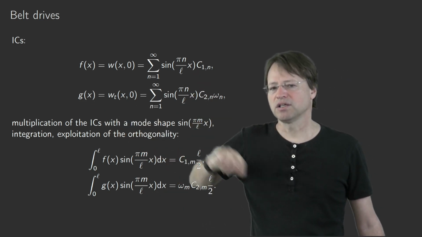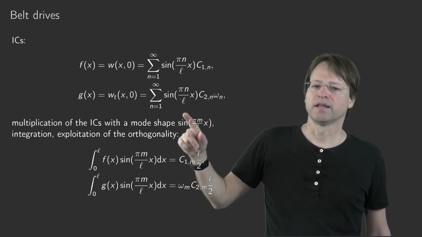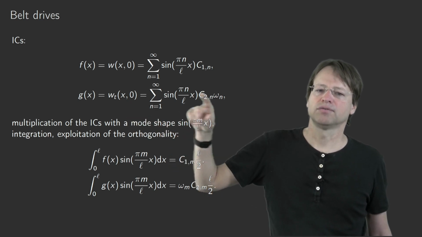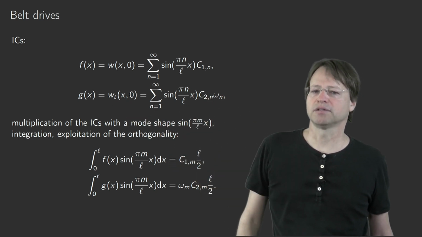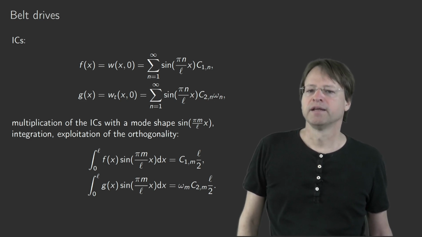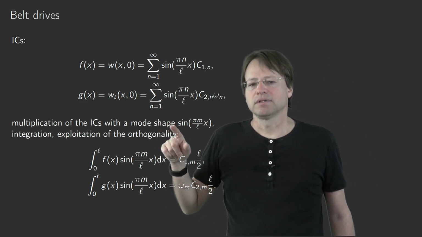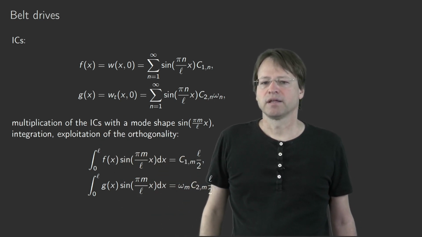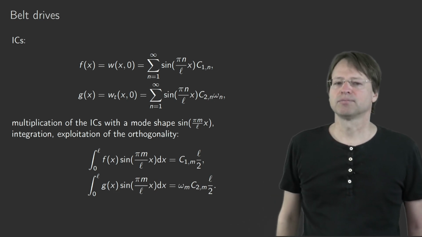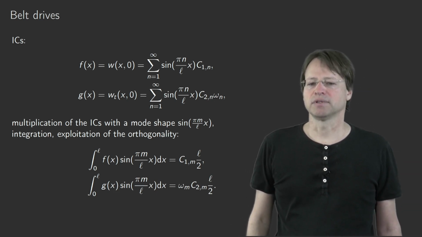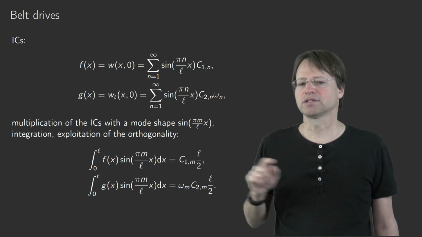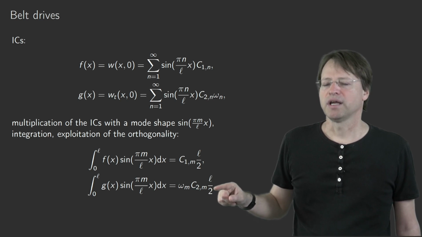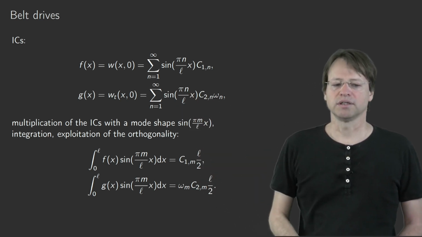Again, the same for the second equation, where you retain then, after taking the first derivative with respect to time, c2n omega n. You multiply again with some mode shape, integrate from 0 to L dx. So on the left hand side, you would get the integral from 0 to L of g of x sine(m pi x / L) dx. On the right hand side, you would get omega m c2m L divided by 2 from the orthogonality condition.